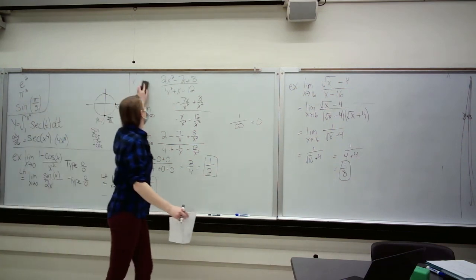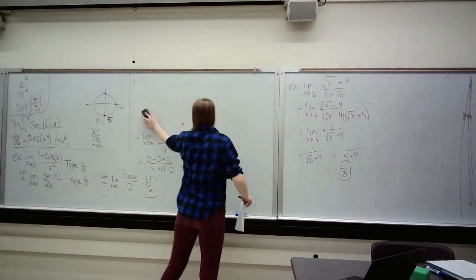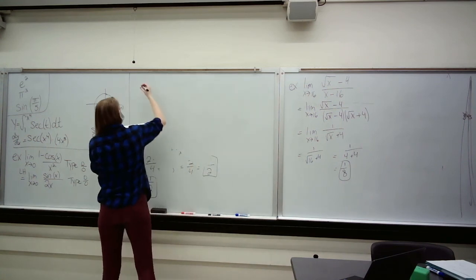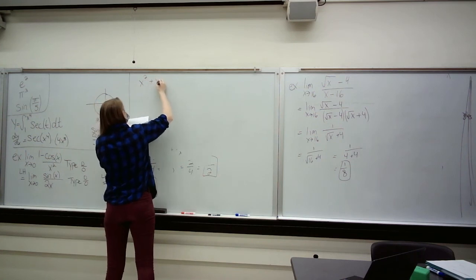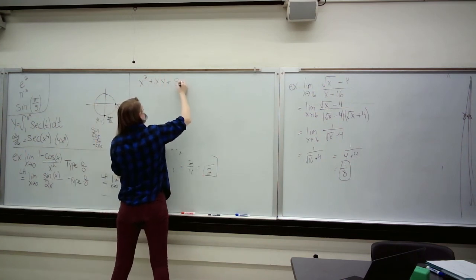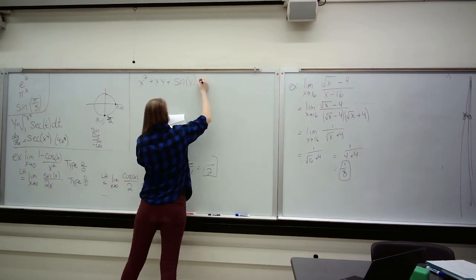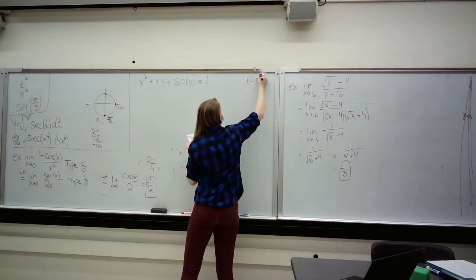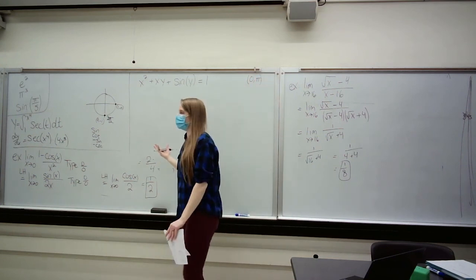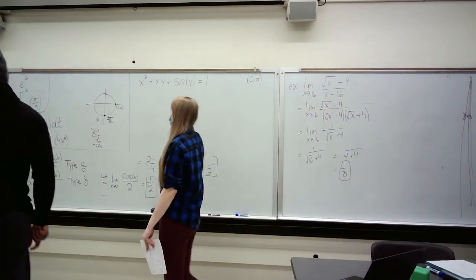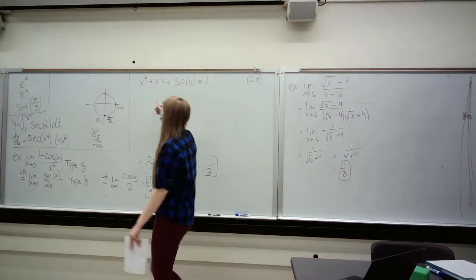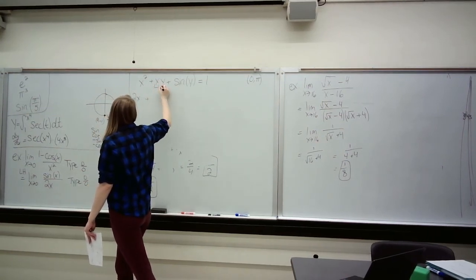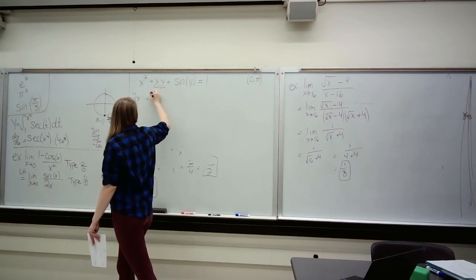And then the other thing, kind of just reviewing. If you're asked to find a tangent line, for example, if we have x squared plus xy plus sine y equals 1, and going through the point (0, pi), we need to find the derivative, using implicit differentiation, so treating y as a function. So 2x will be the same, now y is a function, so I need to do my product rule.